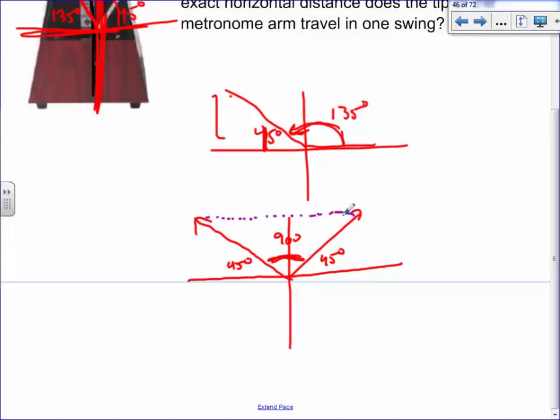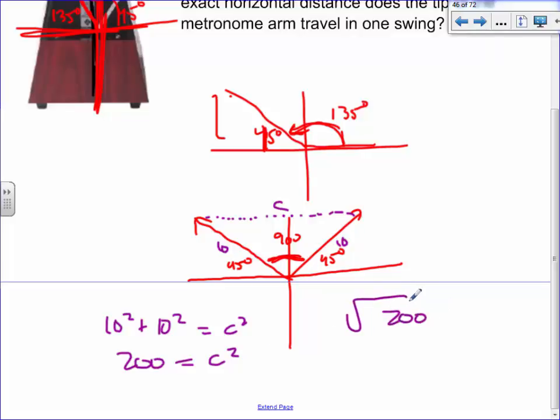Here's one option. You can use Pythagoras' theorem. The metronome was 10 centimeters, so it's 10 centimeters on both of these sides right here. So use Pythagoras' theorem. 10 squared plus 10 squared equals c squared. 10 squared and 10 squared will give you 200. But I don't want you to give me the square root value of 200. We want to try to leave it in an exact value. So the best way of doing that would be to say it's root 200. 200 breaks up into 100 by 2, so you can take 10 root 2. That's the exact value.